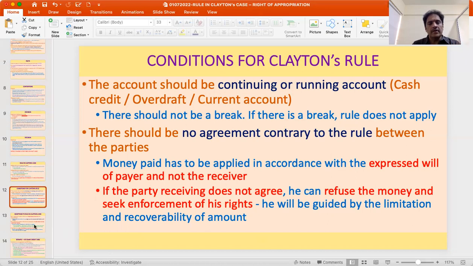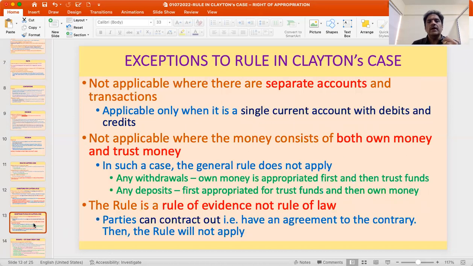So these are the conditions relating to Clayton's rule. But what are the exceptions to the rule in Clayton's case? First, this is not applicable where there are separate accounts and transactions. Where there is a single account only, how the debits and credits are supposed to be adjusted is provided for in this rule. But where there are different accounts, then the principle in relation to Clayton's case will not be applicable. Then it is also not applicable where the money in a particular account is an amalgamation of both own money as well as trust money.